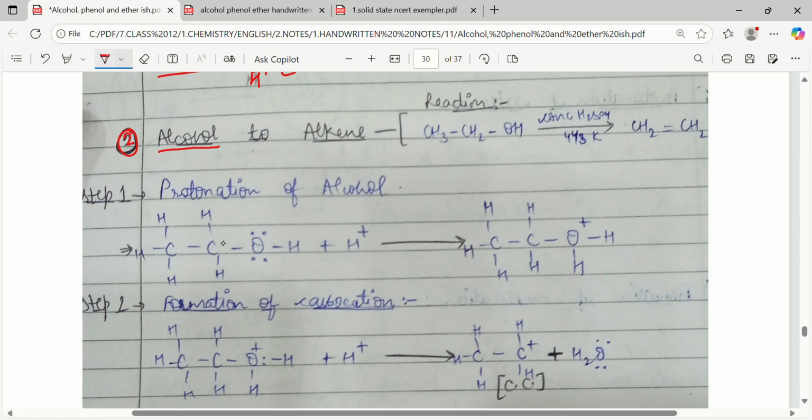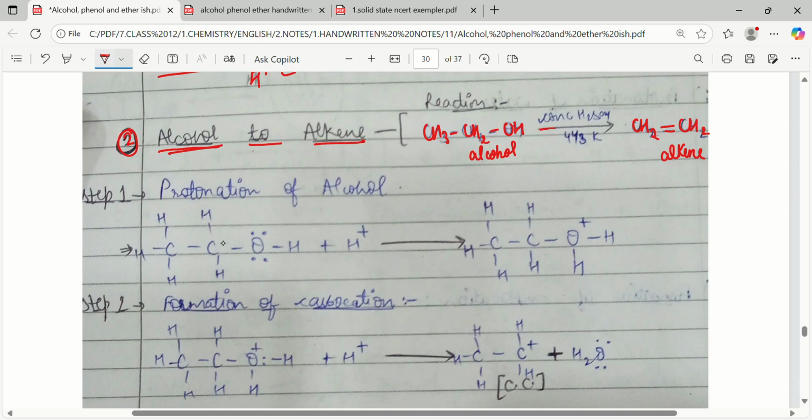So Nikita, we'll move on to the second mechanism first, that is alcohol to alkene. Have you written the heading? Yes, sir. Good. First of all, write the reaction for this conversion from alcohol to alkene, which is CH3CH2OH, which is nothing but alcohol, right? Yes. And on the product side, what you're going to have is CH2 double bond CH2, which is alkene. That's what we need to make.